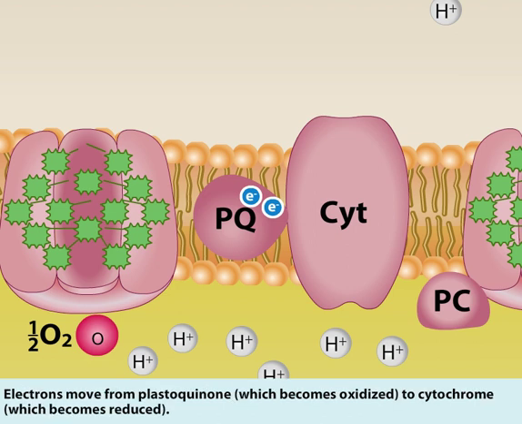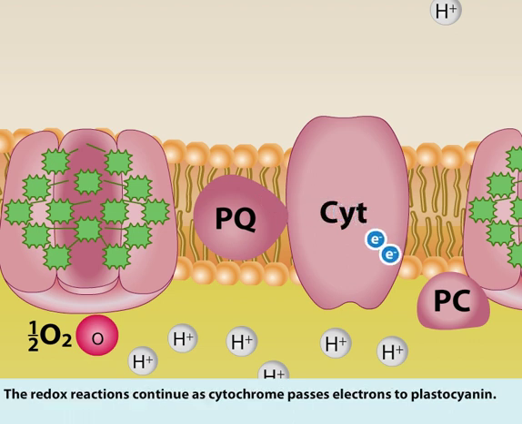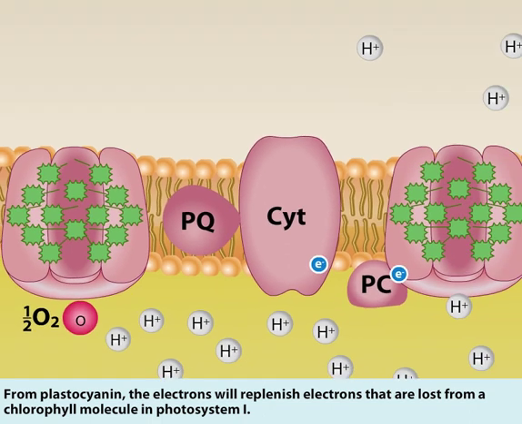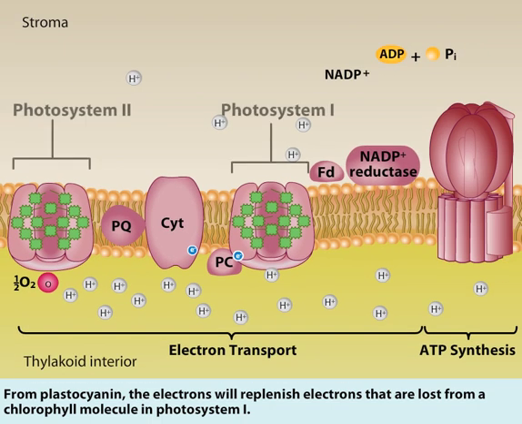Electrons move from plastoquinone, which becomes oxidized, to cytochrome, which becomes reduced. The redox reactions continue as cytochrome passes electrons to plastocyanin. From plastocyanin, the electrons will replenish electrons that are lost from a chlorophyll molecule in photosystem 1.